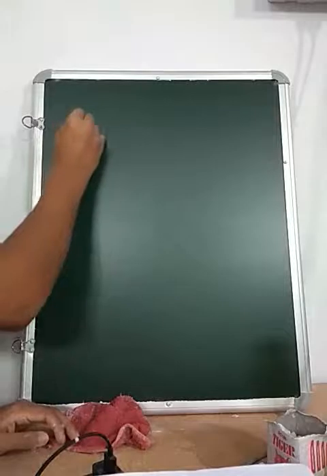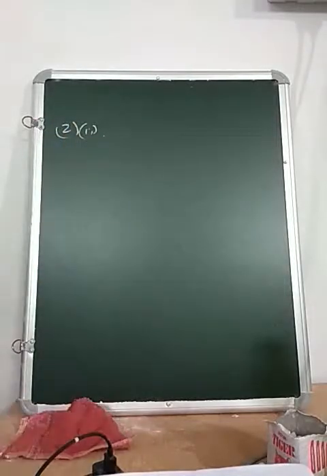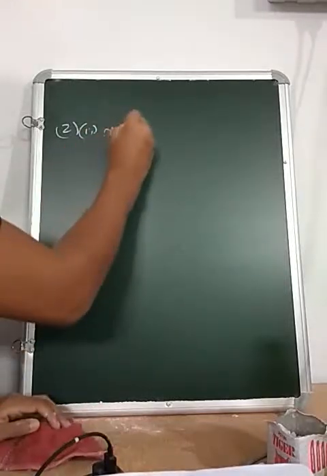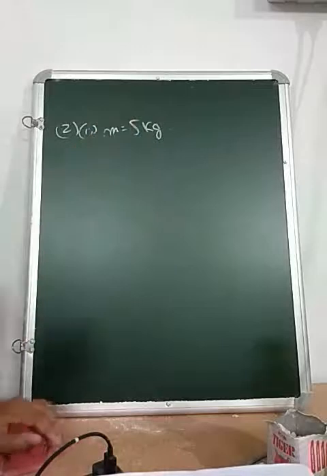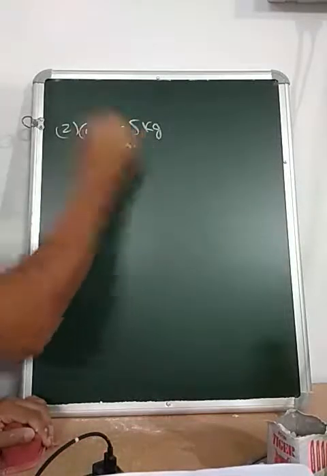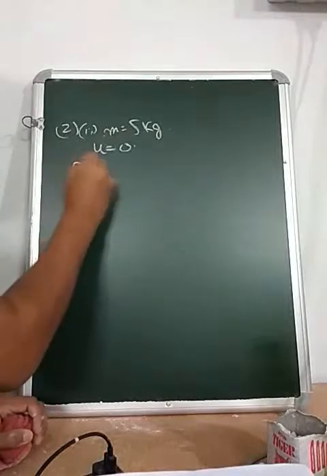Now, second question, numerical question. A body of mass 5 kg, okay, mass of the body is 5 kg. It's initially at rest, so the initial velocity of the body is 0. And it is subjected to a force of how much?